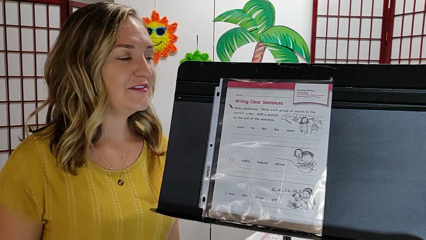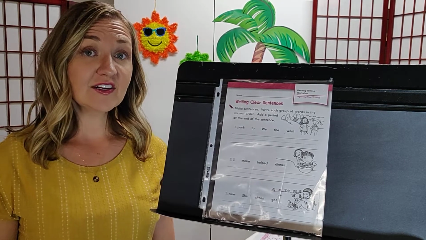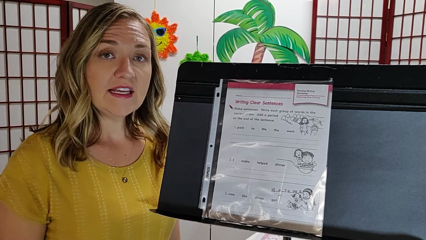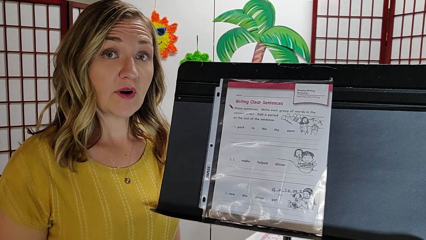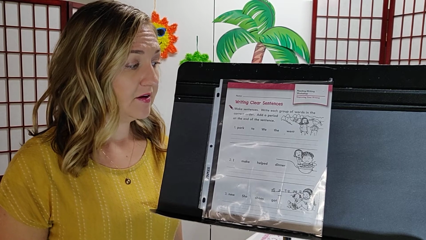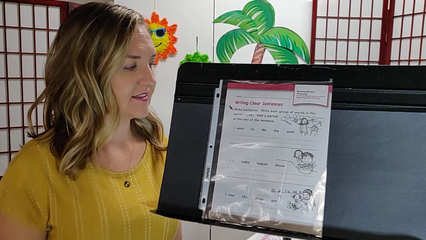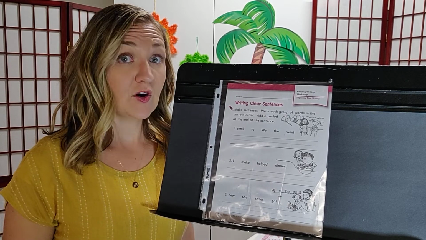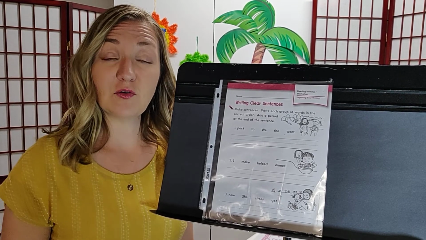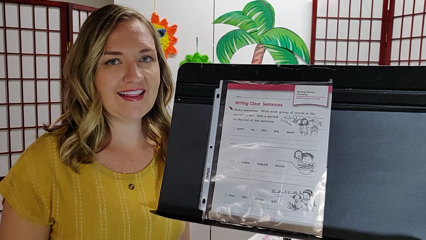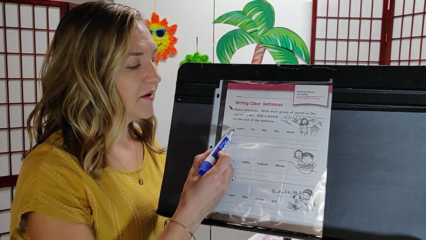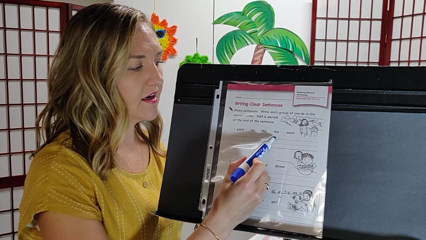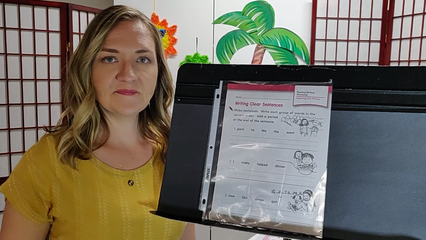Page 254 is called Writing Clear Sentences. Make sentences. Write each group of words in the correct order. Add a period at the end of the sentence. Here we have words, but they're not in the right order. They're all scrambled up. So we need to put them in the correct order and add a period at the end. Here's number 1. Park, to, we, the, went.